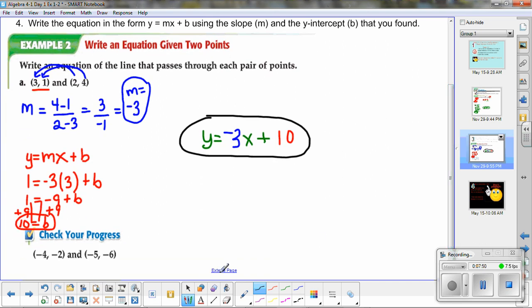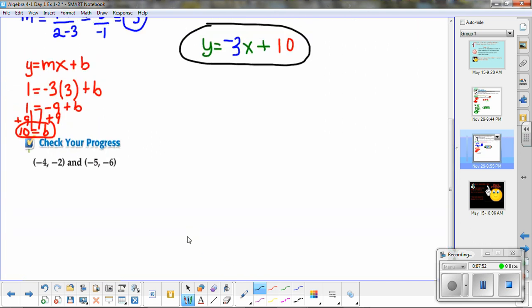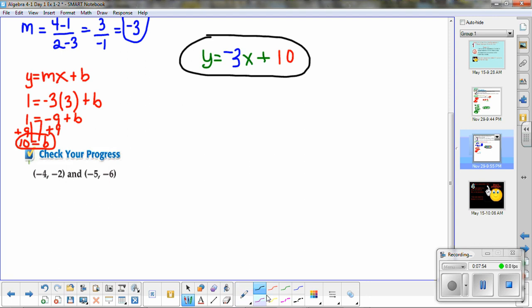You may want to pause the video and try the next one on your own. Remember, the first thing you want to do is find the slope. Slope is equal to y2 minus y1. So negative 6 minus negative 2, be careful with those negatives, over x2 minus x1. So negative 5 minus negative 4.